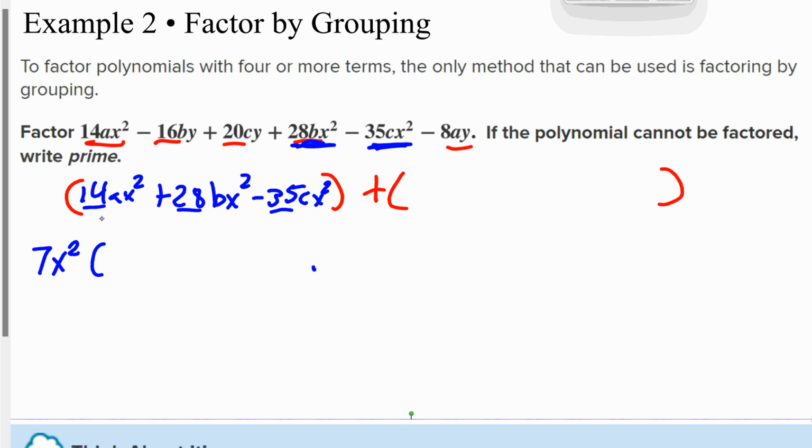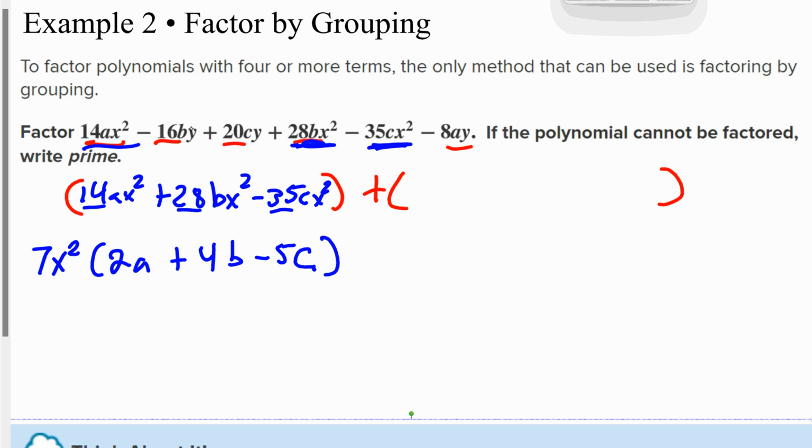So I get left with, remember, when I say factor out, I just mean division. 14 divided by 7 is 2. A divided by 1 is just a, and x squared divided by x squared is 1. 28 divided by 7 is 4. B divided by 1 is b. X squared divided by x squared is just 1. Negative 35 divided by 7 is negative 5. And then c divided by 1 is c, and no x squared because x squared divided by x squared is 1. Okay, now I put the other 3 on the other side. So I took care of these.